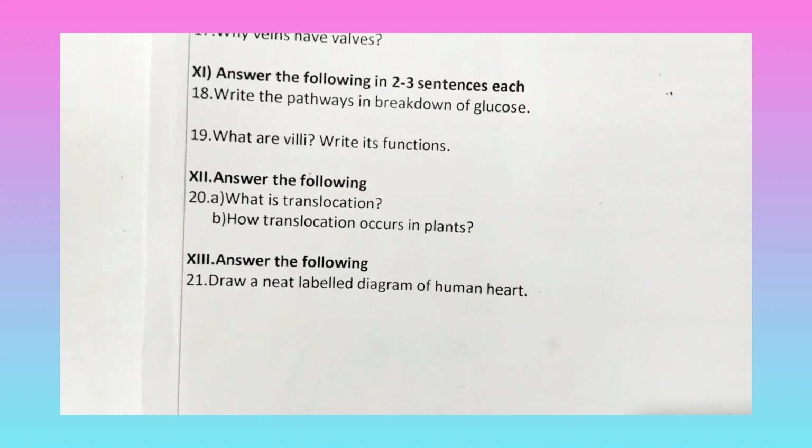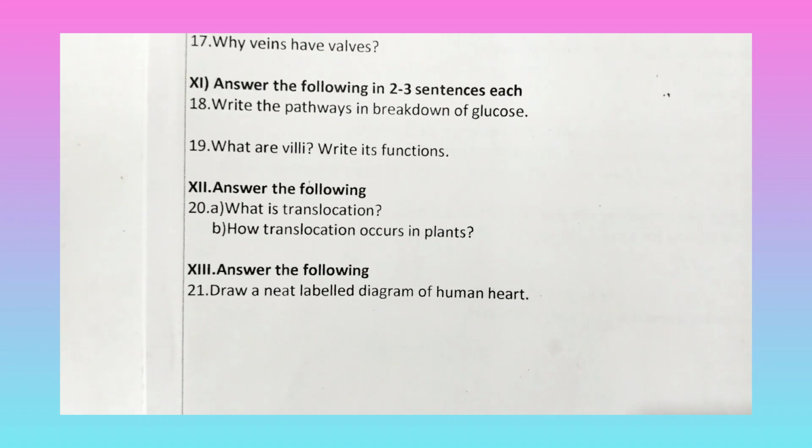Now let us move to the 21st question. The 21st question is a diagram question, that is, we have to write a neat labelled diagram of the human heart. By this we have successfully completed practice paper number 10. In that practice paper we have answered all the questions related to biology.